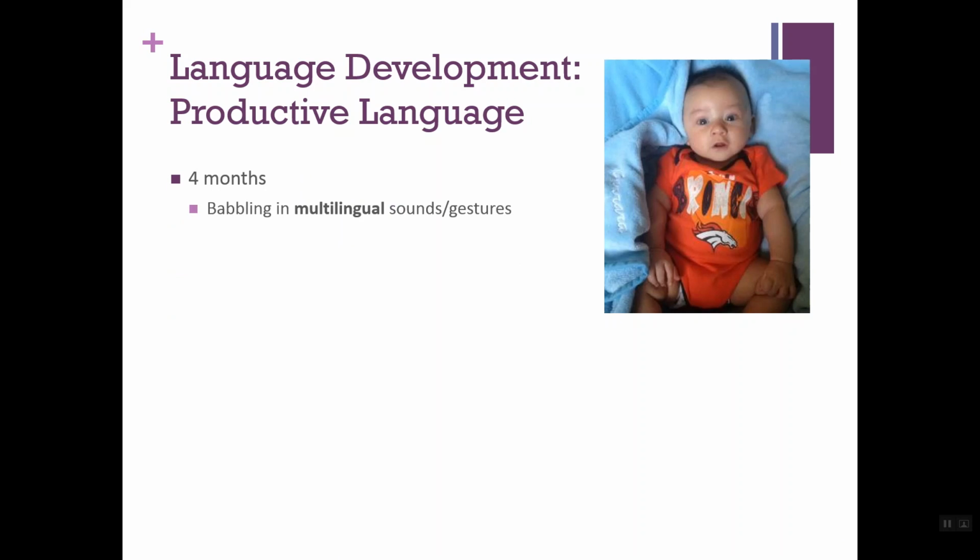At 4 months, now we're in a productive language stage, right? So right around 4 months. So don't freak out if your kid's maybe like a week late or something. But at 4 months, this is where kids really start to babble, okay? And particularly when they're babbling, it's in multilingual sounds or gestures, okay, for kids who aren't producing language and instead sign because they might be deaf, right? Deaf individuals sign, and that's how they communicate. So they can also gesture, okay? So kids babble, right? And they babble in all sorts of tones that are not needed for their primary language, okay?